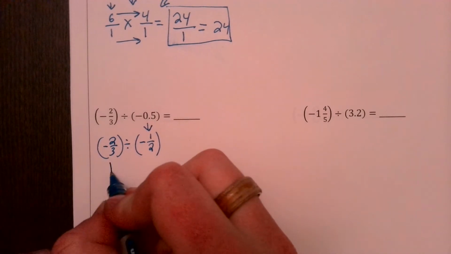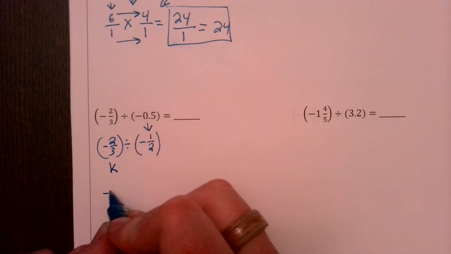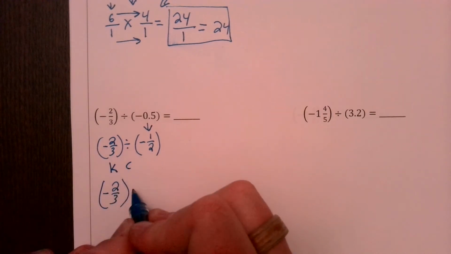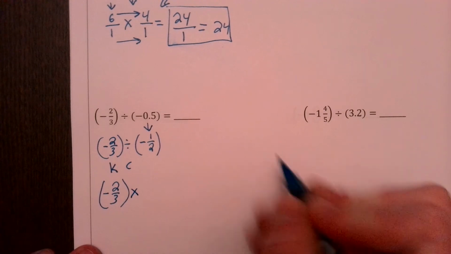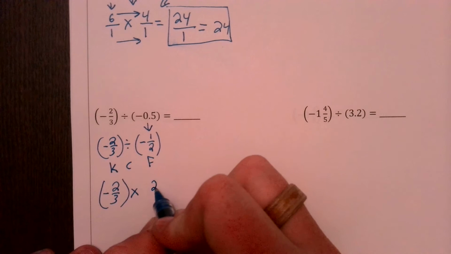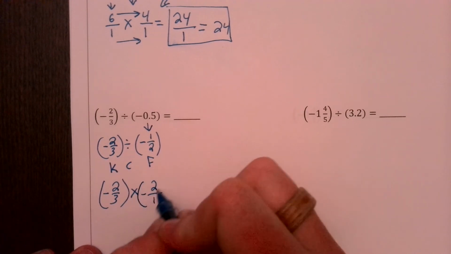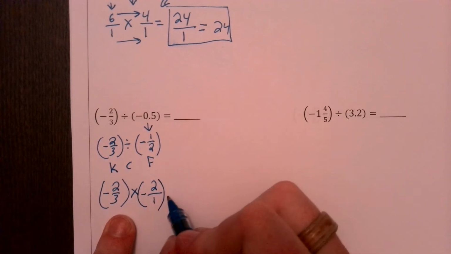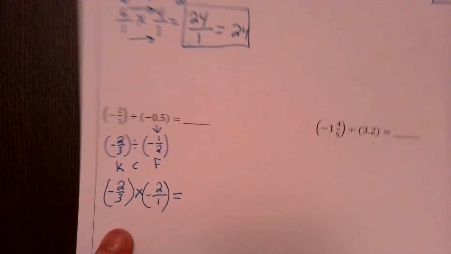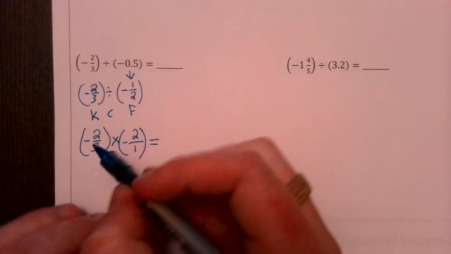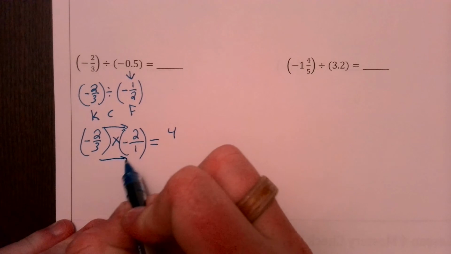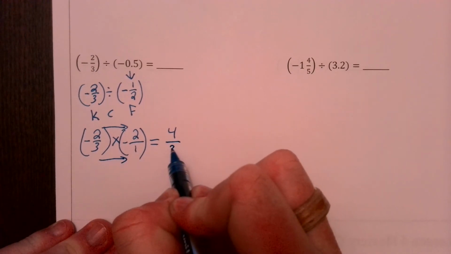Remember, our rule is to keep the first fraction the same. Negative 2/3 doesn't change. We do change division to multiplication, and we flip our last fraction upside down, so I'm going to put the 2 on top, 1 on bottom, keep it negative, and now we can multiply. And again, I'm going to ignore the negatives here until I get my answer. I'm going to multiply my tops. 2 times 2 is 4. I'm going to multiply my bottoms. 3 times 1 is 3.